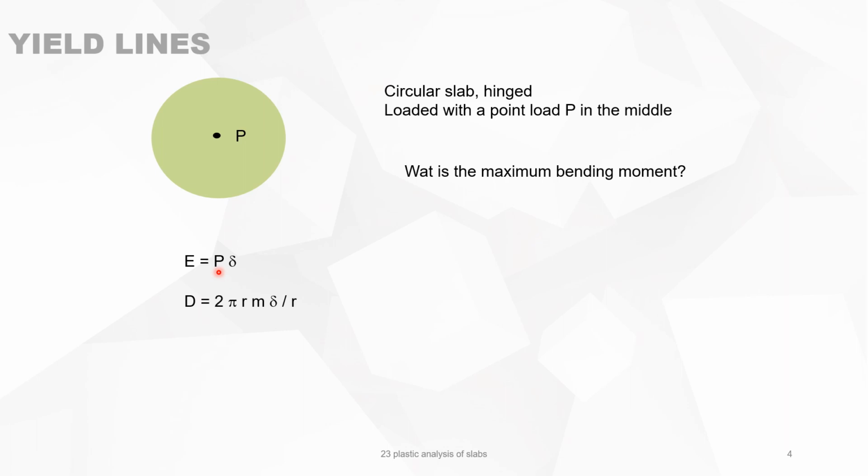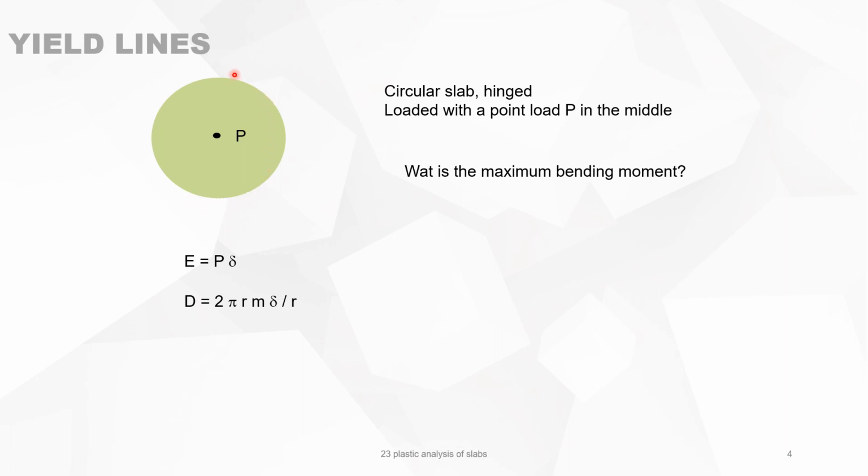The internal energy D dissipated by the rotation about the yield lines. Remember that for a circle, the yield lines are a fan construction, because in every point around the circumference, there is a tangent, which is a rotation axis. So you have an infinite amount of rotation axes, and the yield lines are a fan-like situation.